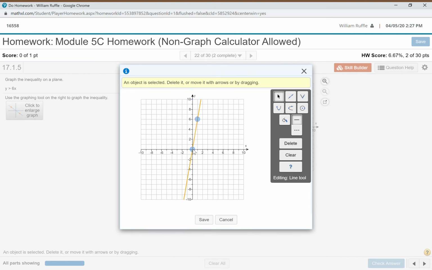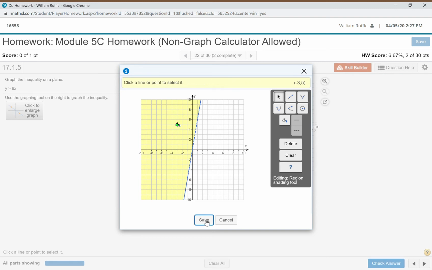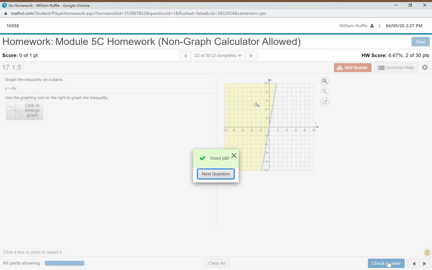I hit enter. Now, since this is just greater than, I got to change this to a dashed line. So when I click on this, now you can see it's a dashed line. If I want to do shading, it says region shading tool, so I click on the little bucket here. Now greater than means I'm on top. So if I imagine this is the roof of my house, this is the top of my roof to the left and underneath is to the right. So I click on that, draws a perfectly shaded top, save, check, I move on.